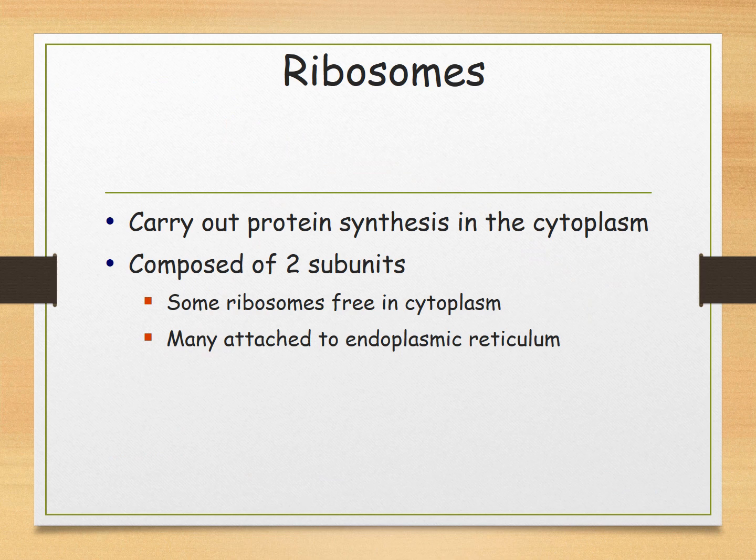Ribosomes are organelles, and remember the word organelle means little organ, that carries out photosynthesis in the cytoplasm. Ribosomes look like a little snowman made of two subunits. Some ribosomes are found free in the cytoplasm, while many are attached to a specialized structure known as the endoplasmic reticulum.